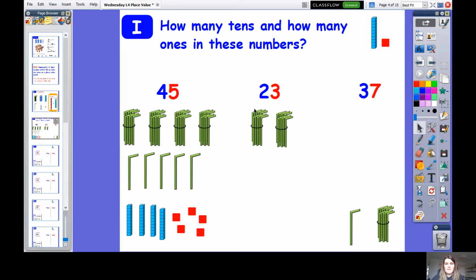Have I represented my 10s? Yes, I have. Now I need to represent my 1s. How many 1s do I have to represent? 3. So I'm going to count to 3. 1, 2, 3. Have I represented 23?